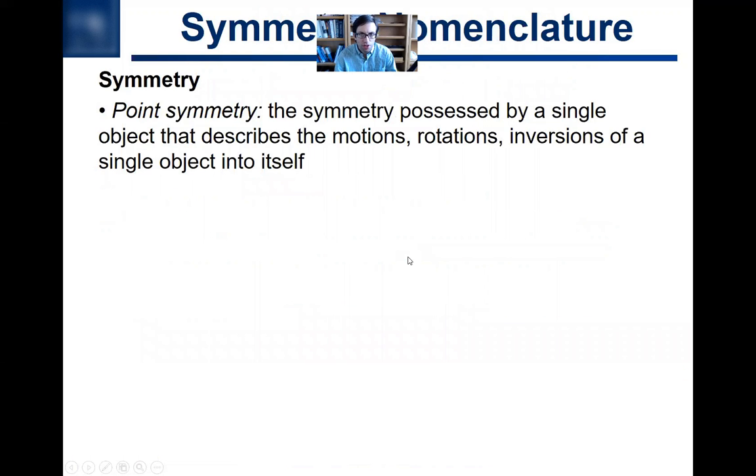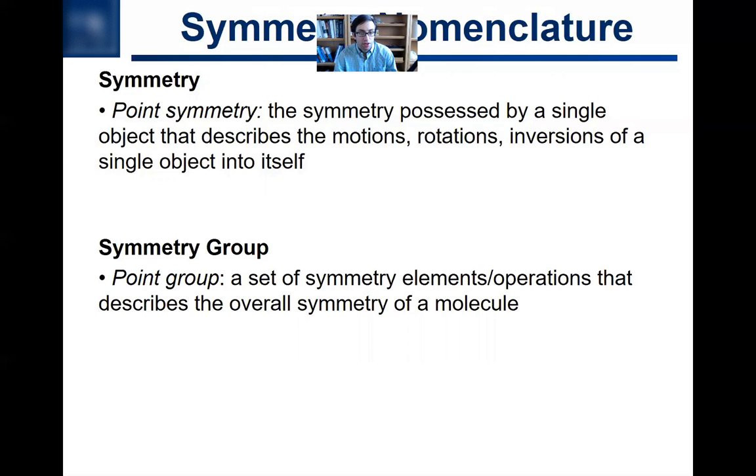And so just to go over some symmetry nomenclature, there's something called point symmetry, which is what we're going to be talking about exclusively in this course. And you can read the definition here. It's the symmetry possessed by a single object that describes the motions, rotations, inversions of a single object into itself. And I should just say, I'm not big on testing you on definitions or anything like that, right? I'm big on you understanding the concepts. So I will give you definitions once in a while in the course, but really what I care about is you understanding the concept. So I'm not going to test you on a definition like this, right?